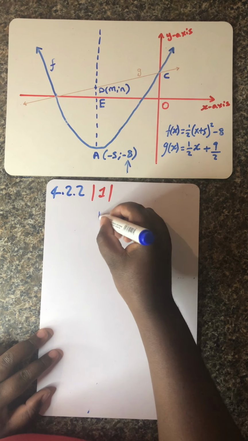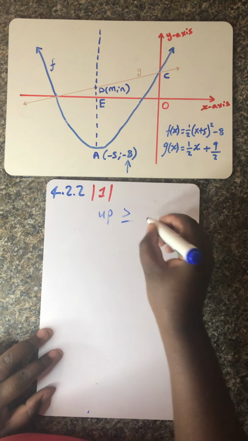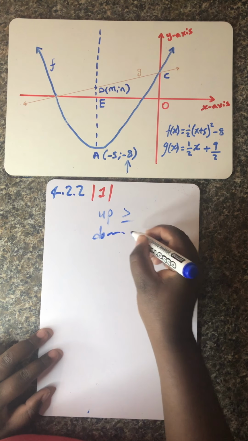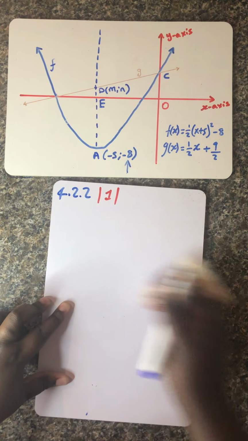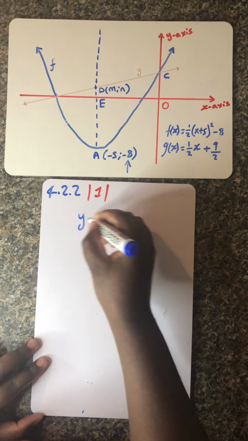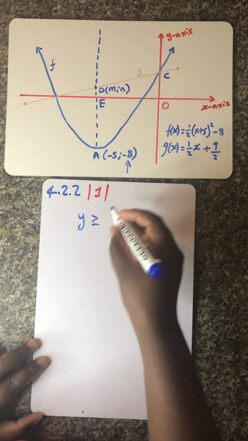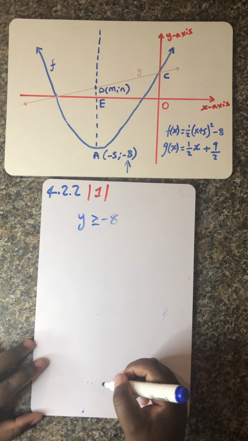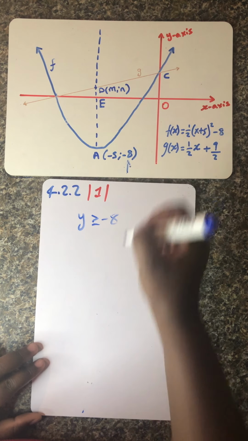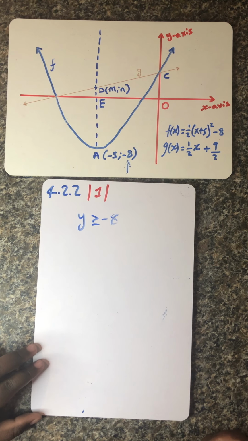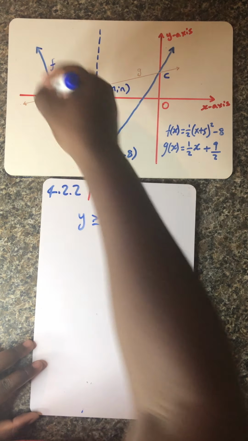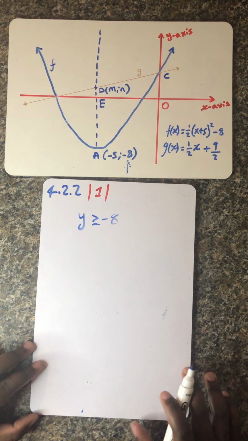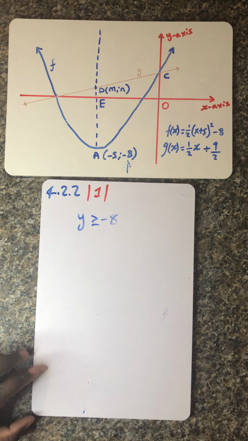So that means if it's up, then you just use greater than or equals to. If it's down, less than or equals to. Okay, so for a smiling shape, you just say y is greater or equals to -8. So we comment on the y-axis of the function. The y value of that graph gives us the range of that particular graph.